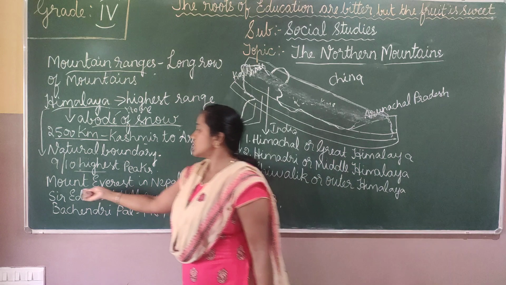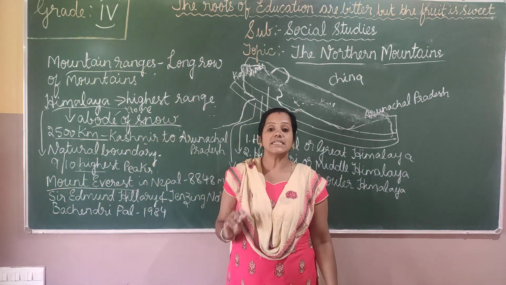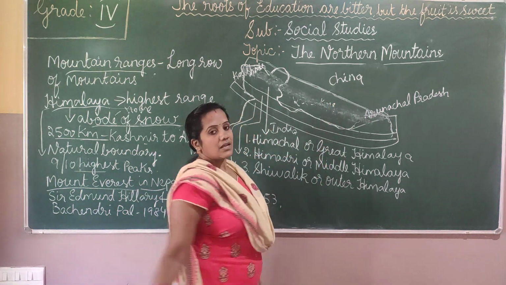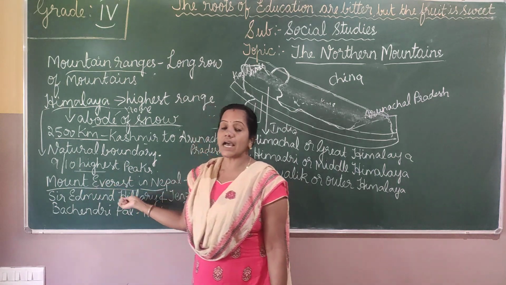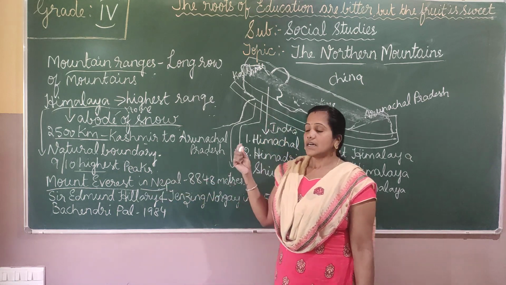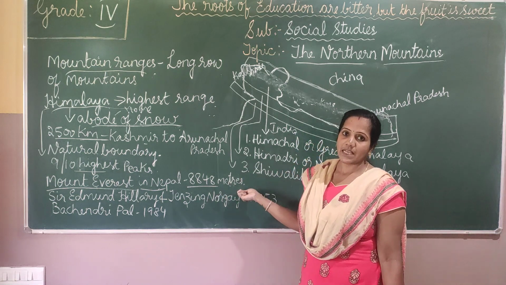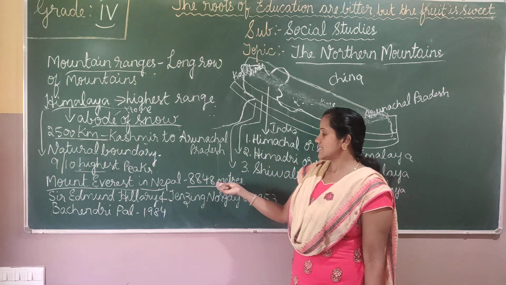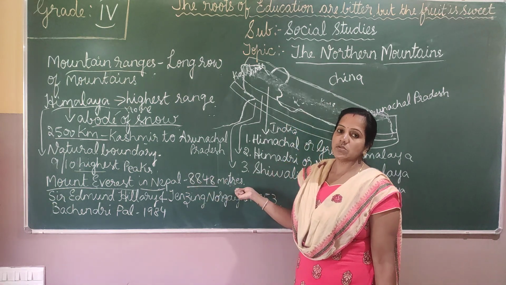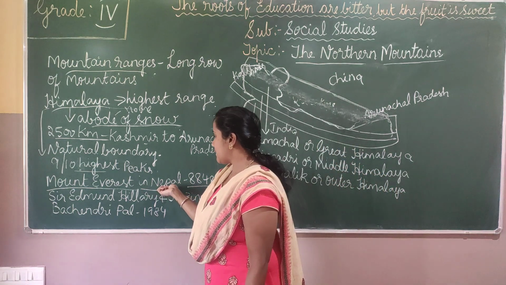It is Mount Everest. So Mount Everest is the highest mountain peak and it is in Nepal. Okay, so we can find somewhere here in Nepal. Okay, so Mount Everest is the highest mountain peak in Nepal and it's about 8,848 meters high. Okay, the height of Mount Everest is 8,848 meters. Okay, so Mount Everest is the highest peak in the world and it is in Nepal.